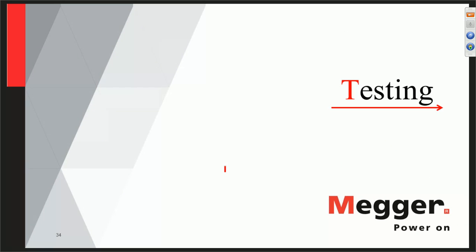So there's a huge requirement of getting the knowledge of sequence components. Now we have talked about all the different applications. Let's see the testing part: how we can use those components in testing, and how they simplify my testing.